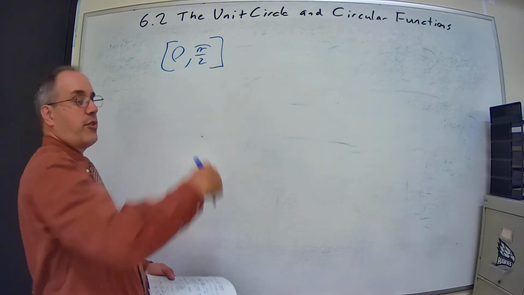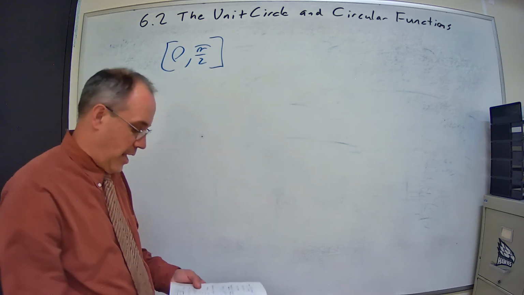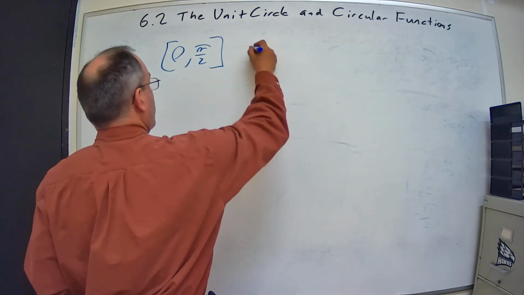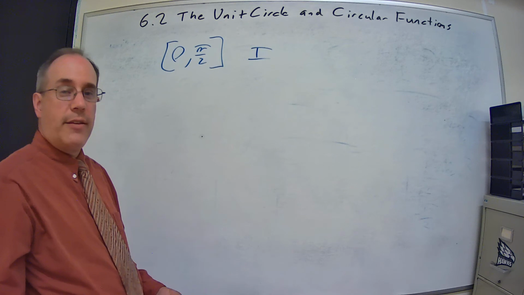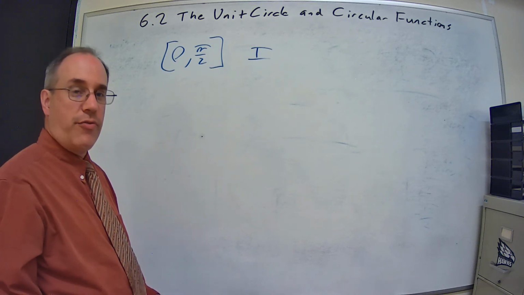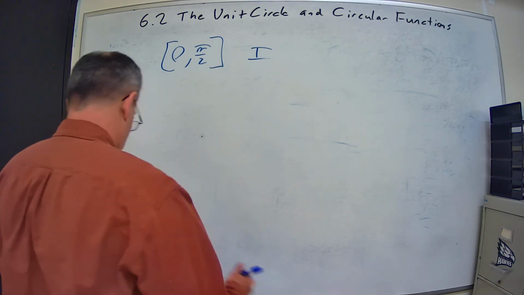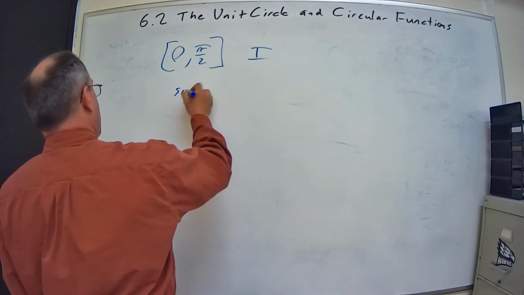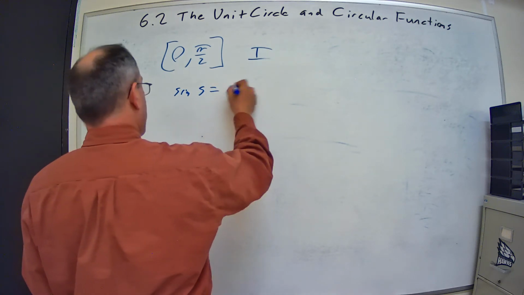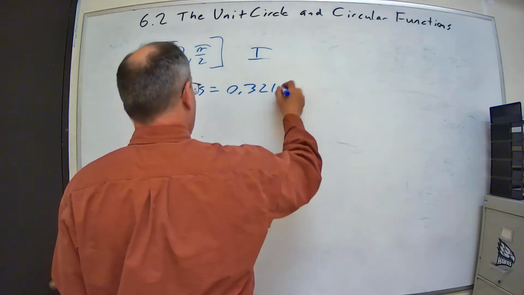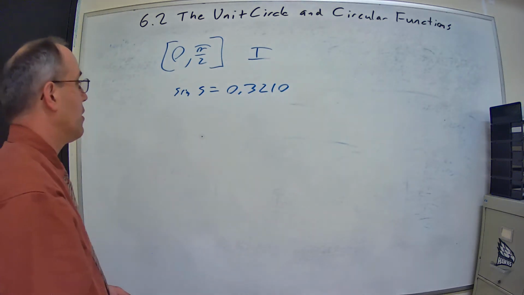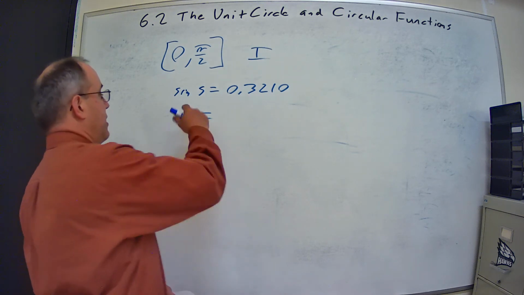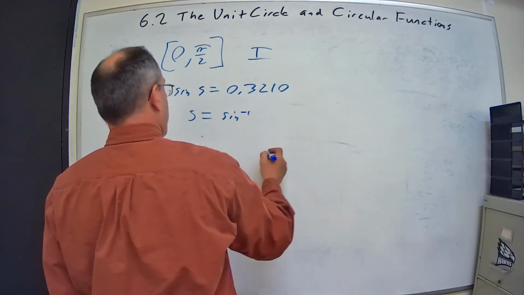This is from 0 to pi over 2, which is from 0 to 90 degrees. That's the first quadrant, right? So I'm just going to indicate here that's the first quadrant. We know all the values of the trig functions are going to be positive. So if the sine of s is equal to 0.3210, so I want to find s. Well, how do I find s? I'm just going to take the inverse sine.